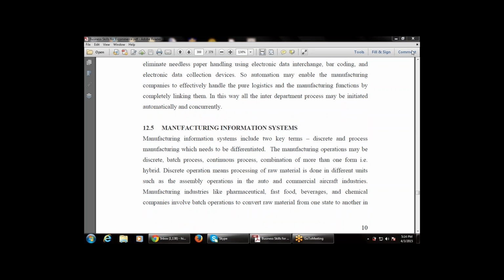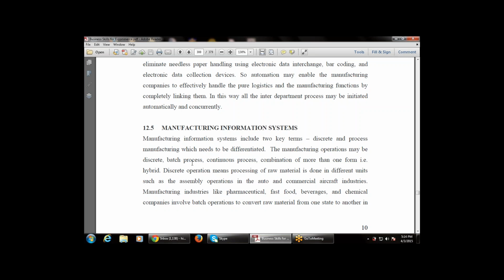So the next topic is manufacturing information system. What is MIS? That is a manufacturing information system. It includes two key terms: discrete manufacturing and process manufacturing, which need to be differentiated. There is a difference between discrete manufacturing and process manufacturing.